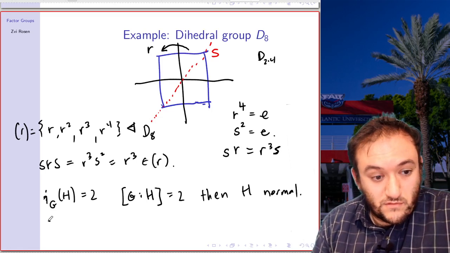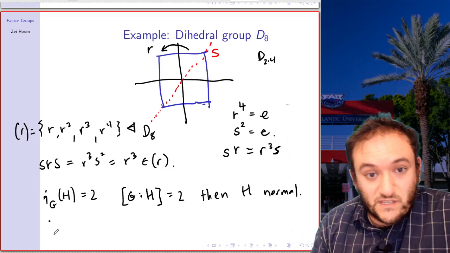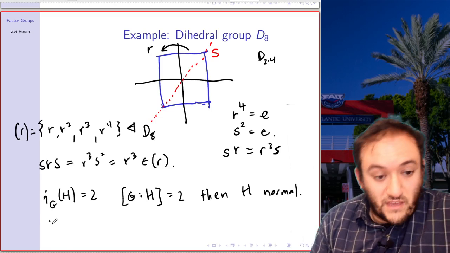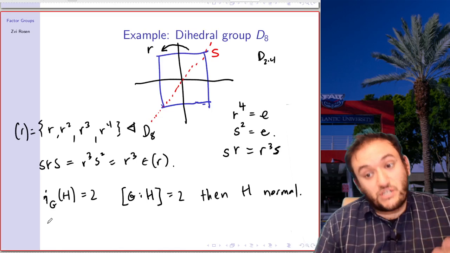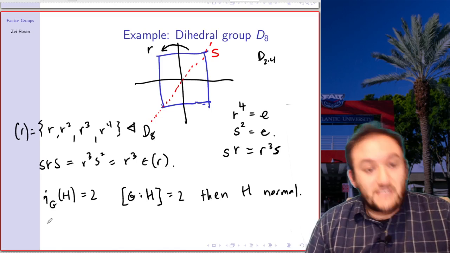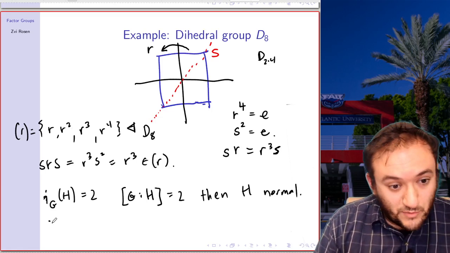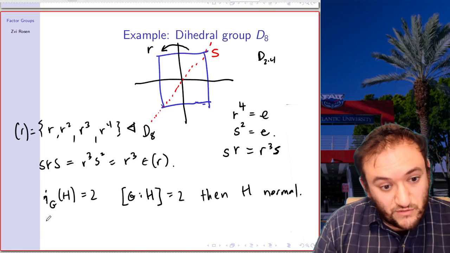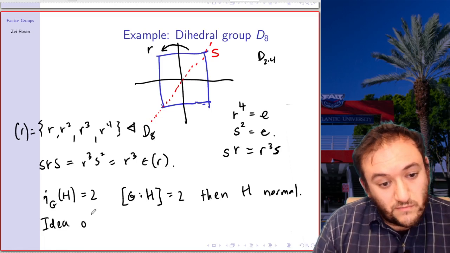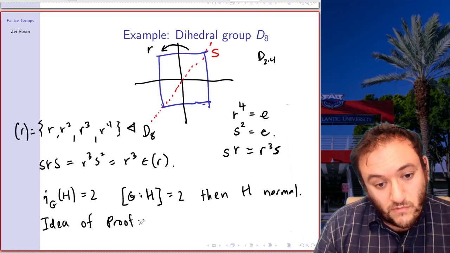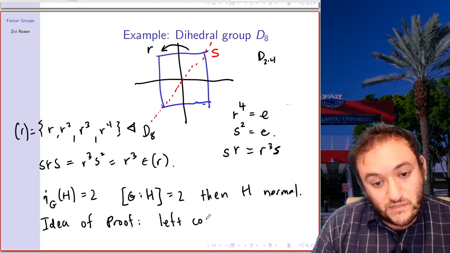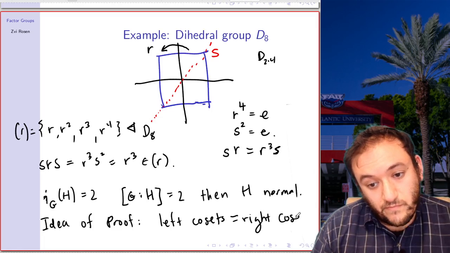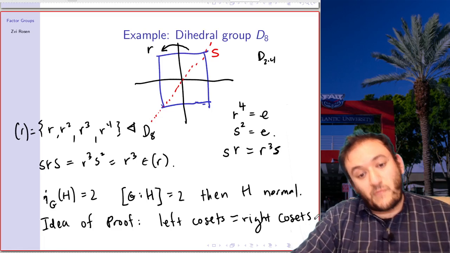Because the subgroup itself is obviously a left coset and a right coset, then because left cosets and right cosets partition your group, the same must be true of the complement of the subgroup. Idea of proof, just include this in one word: left cosets equals right cosets.